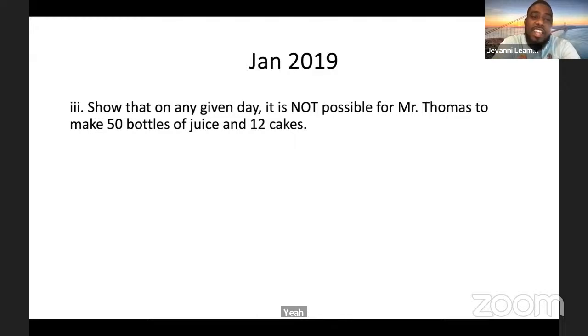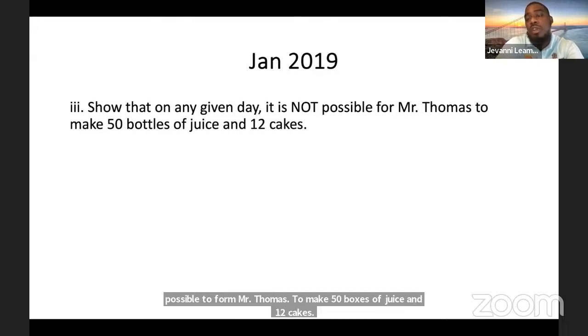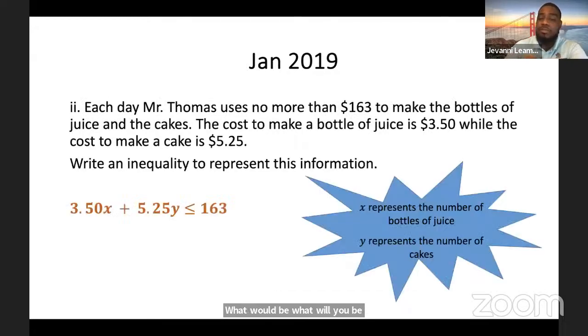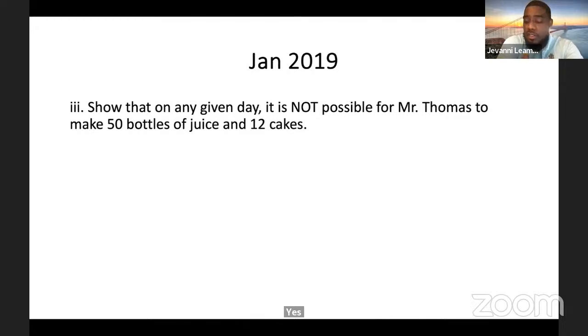So we want to show that on any given day, it is not possible for Mr. Thomas to make 50 bottles of juice and 12 cakes. What will you be using in order to find out that on a given day, it is not possible for this man to make 50 bottles of juice and 12 cakes? So what are we going to use to find this answer or solution? What inequality are we going to use?